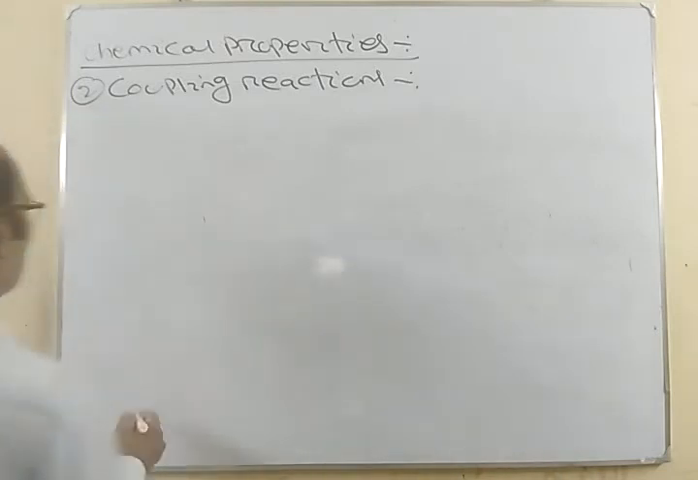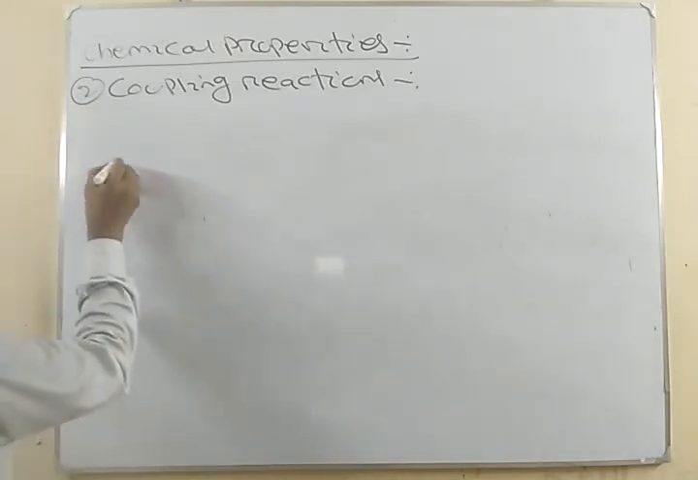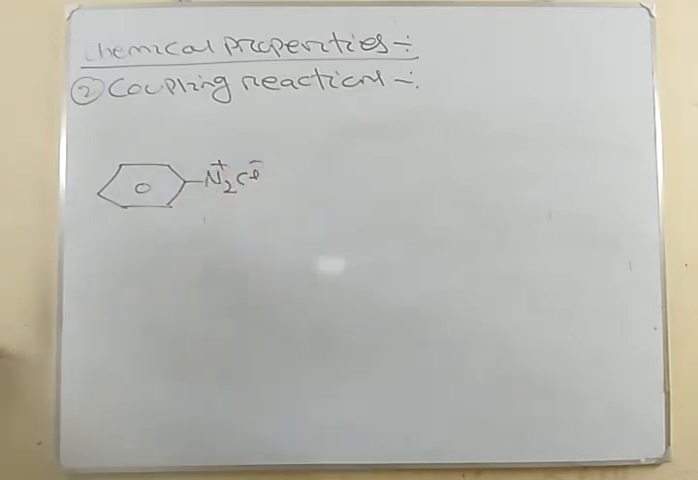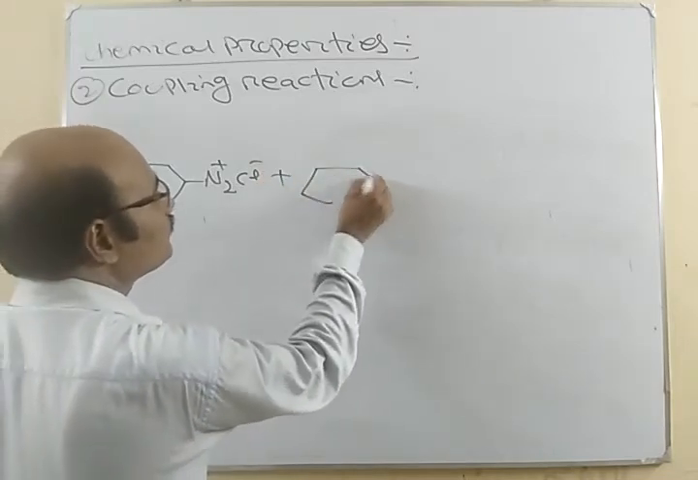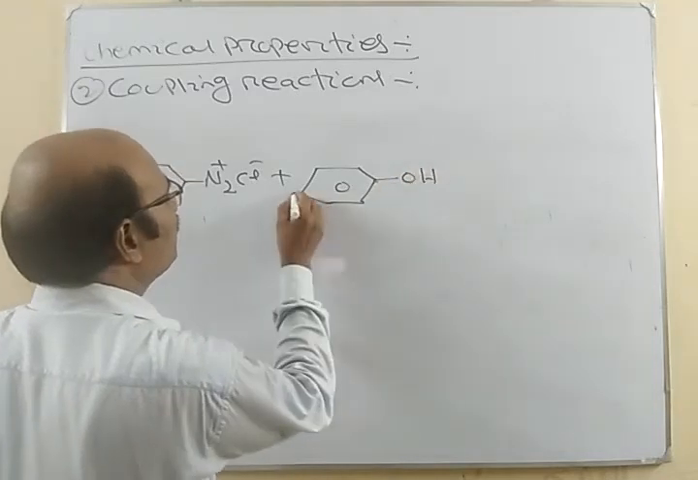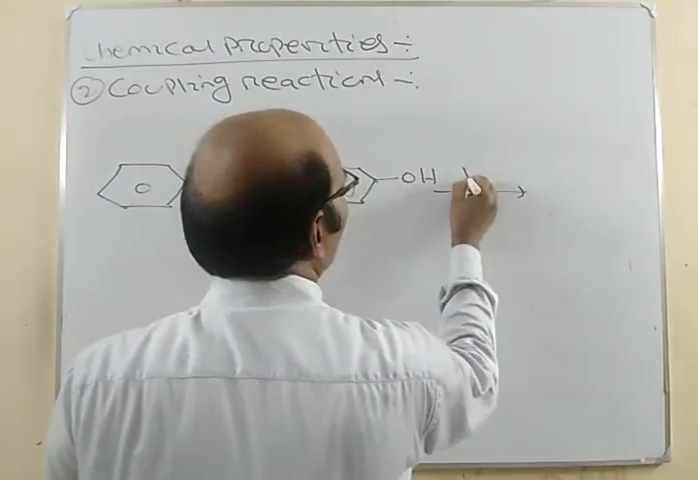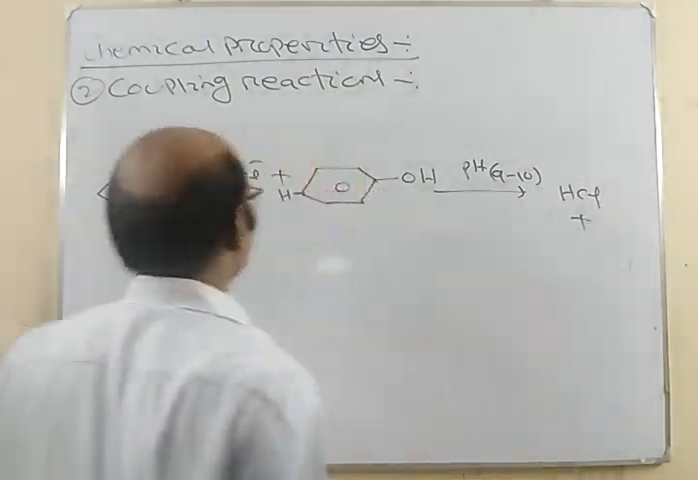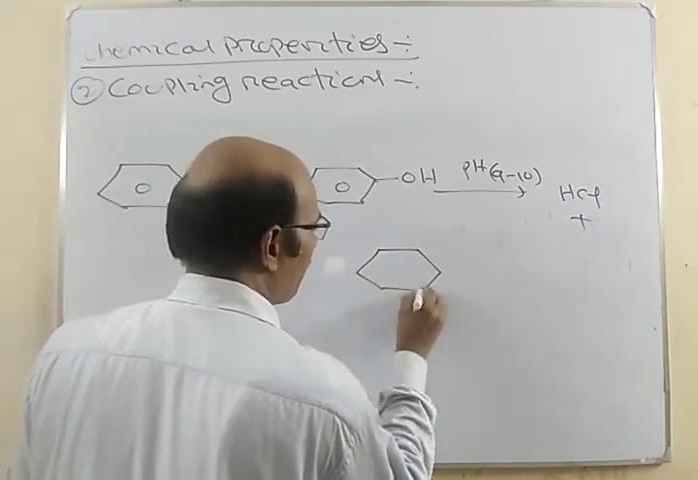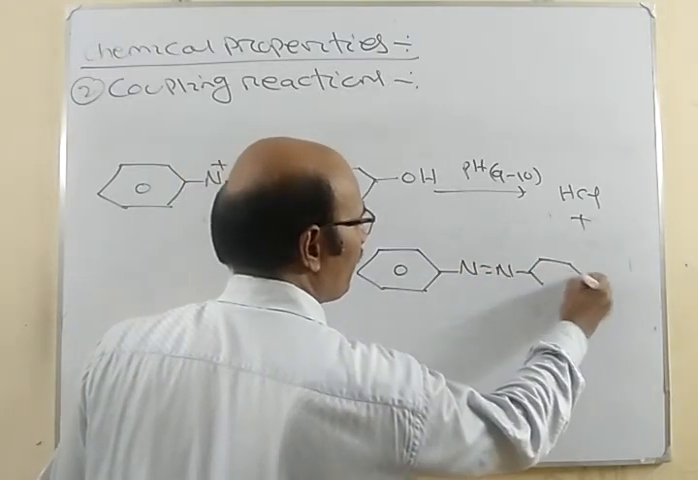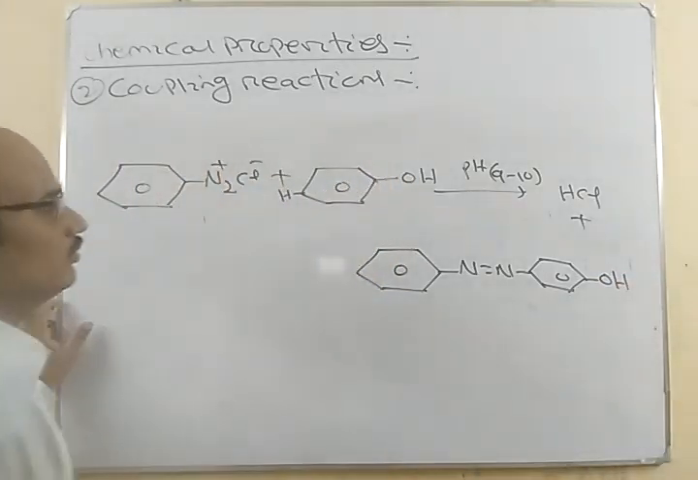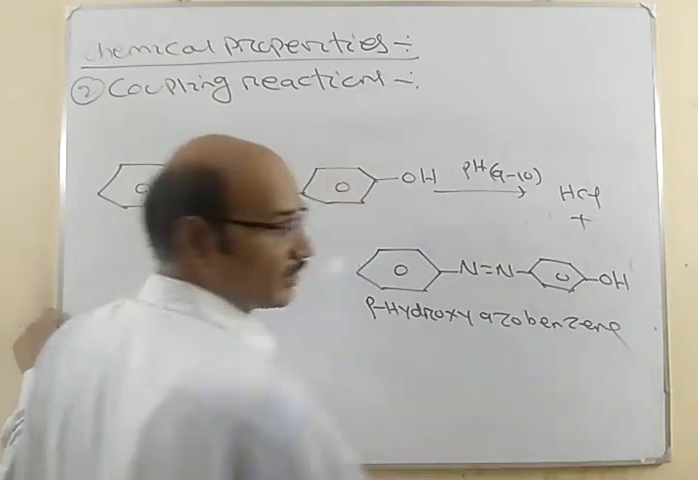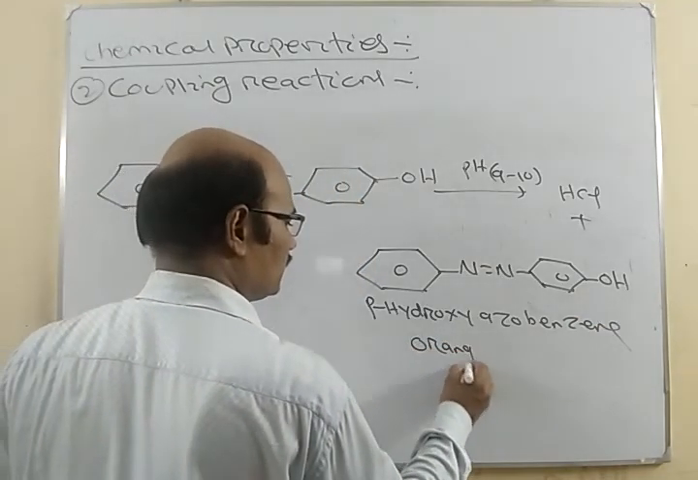Let us see. If I take benzene diazonium chloride, N2+Cl-, plus phenol at pH 9 to 10, we get HCl plus para hydroxy azobenzene, an orange red dye.